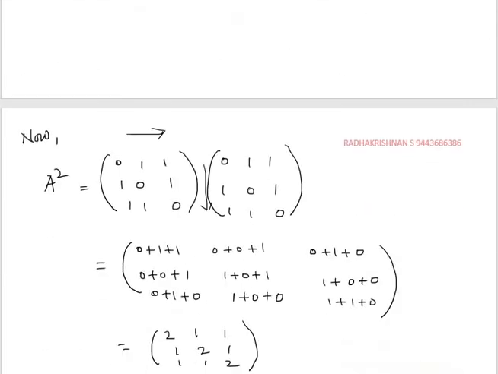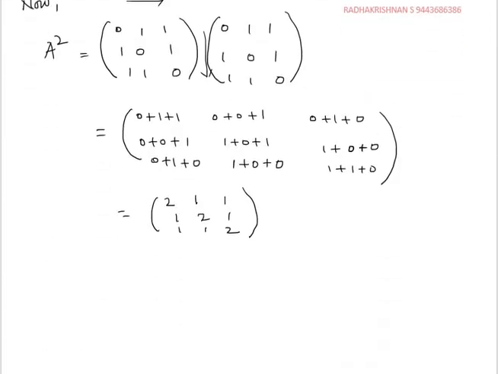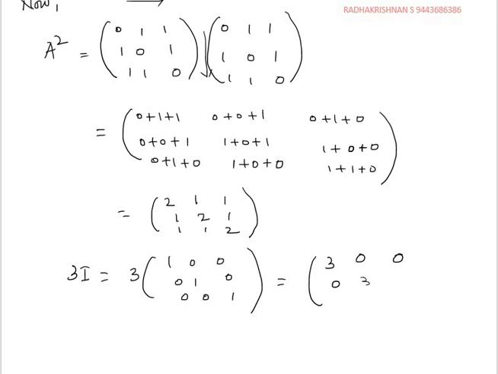Next, what we have? 3I we have. Therefore, 3I is to be subtracted from here. Therefore, get 3I. We know what is meant by I. I is what? Identity matrix. Therefore, 3I is equal to 3 into 1, 0, 0; 0, 1, 0; 0, 0, 1. This is nothing but 3, 0, 0; 0, 3, 0; and this is 0, 0, 3. Understood?